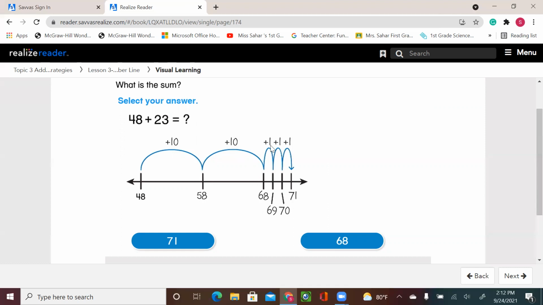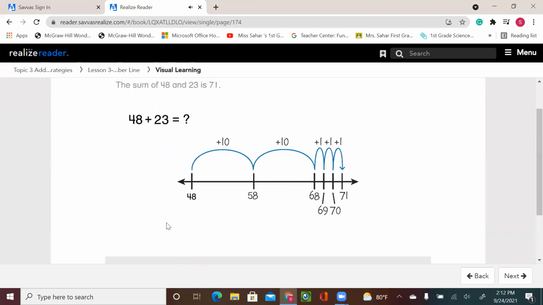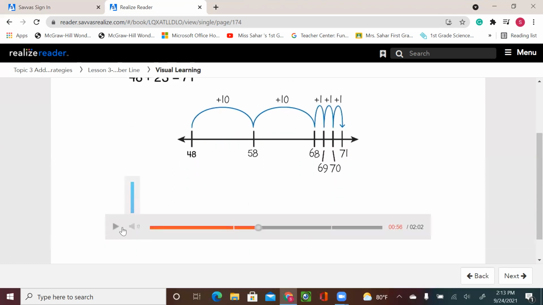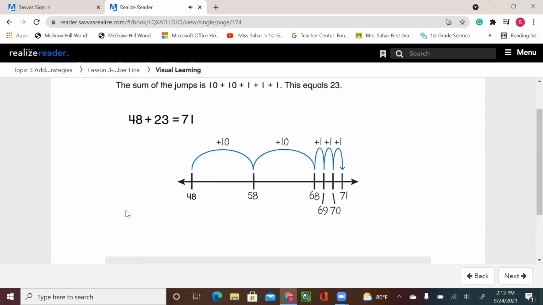So how many do we have here? 1, 2, 3. Where did we land? 71. So 48 plus 23 is 71. The sum of 48 and 23 is 71. How can you tell that 23 has been added to 48? The sum of the jumps is 10 plus 10 plus 1 plus 1 plus 1. This equals 23.